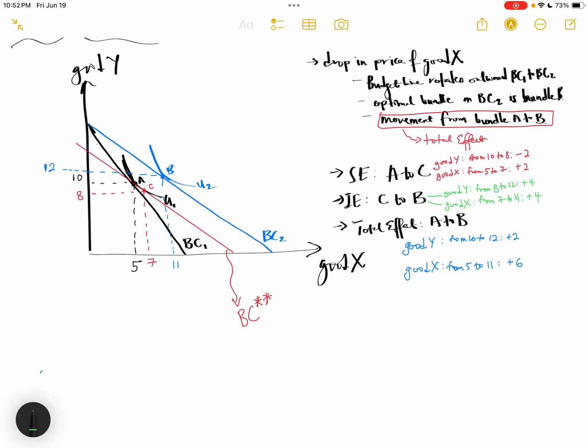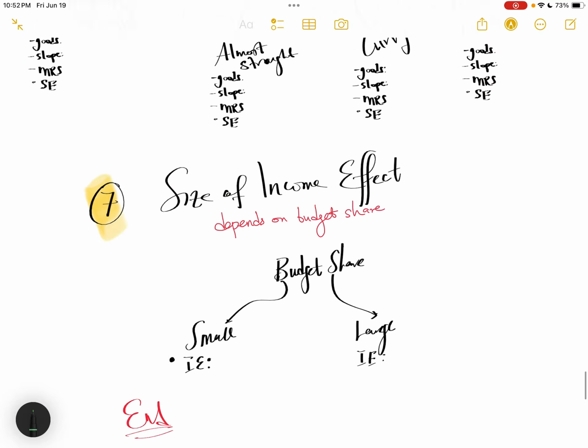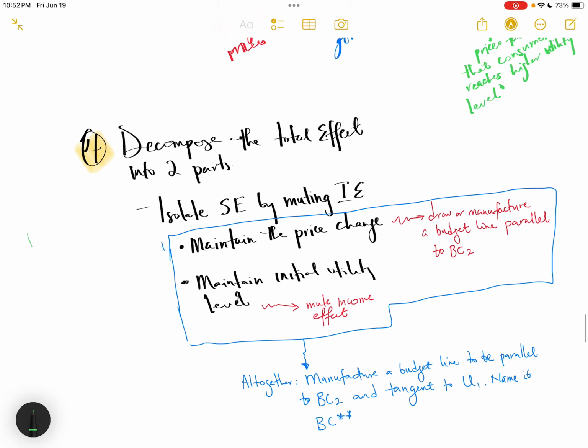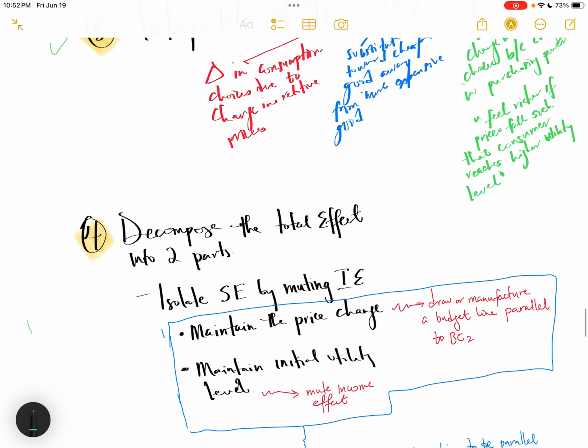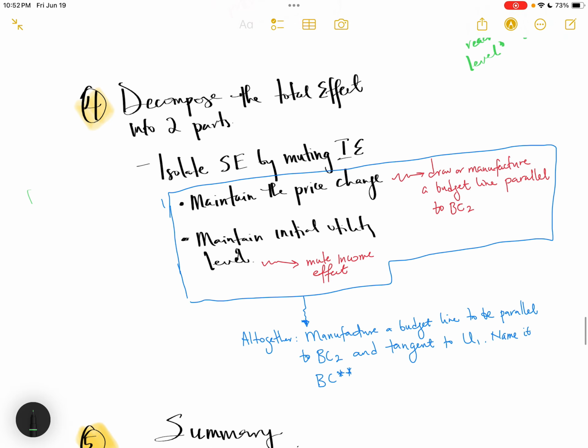The pure income effect is from C to B, where you reach a higher level at B. Okay. So we've done that. And then we went ahead to decompose the total effect into 2 parts. Isolating the substitution effect is the same as muting the income effect. And we mute the income effect by manufacturing a budget constraint that is parallel to the budget constraint BC2.